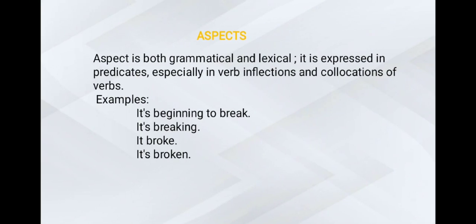Aspects. Aspect is both grammatical and lexical. It is expressed in predicates, especially in verb inflections and collocations of verbs. For example, it's beginning to break, it's breaking, it's broke, it's broken. However, the expression of aspect may also appear in certain temporal adverbs and in the choice of prepositional expressions. Aspect is expressed primarily in the predicates of a sentence, but there are certain similarities.